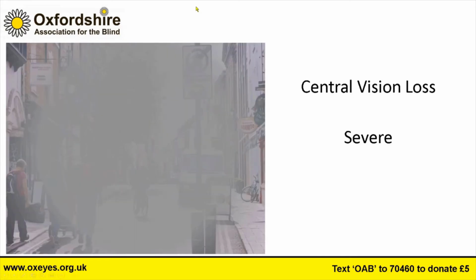And then going to severe now, where we can only really see a few objects around the outside of the person's vision. So they might be able to pick up the lamppost there and the curb, but anything in the center has completely gone, and that's a very severe form.